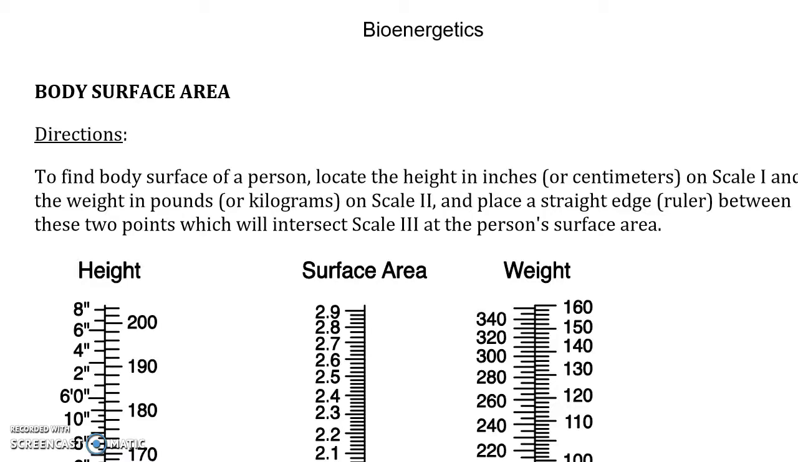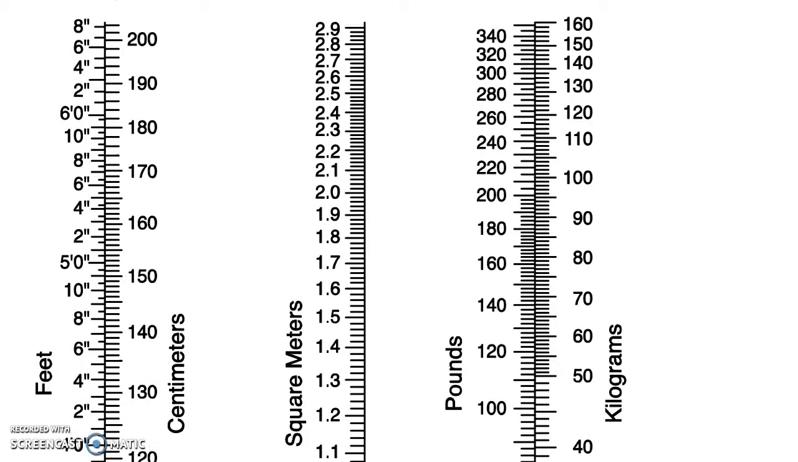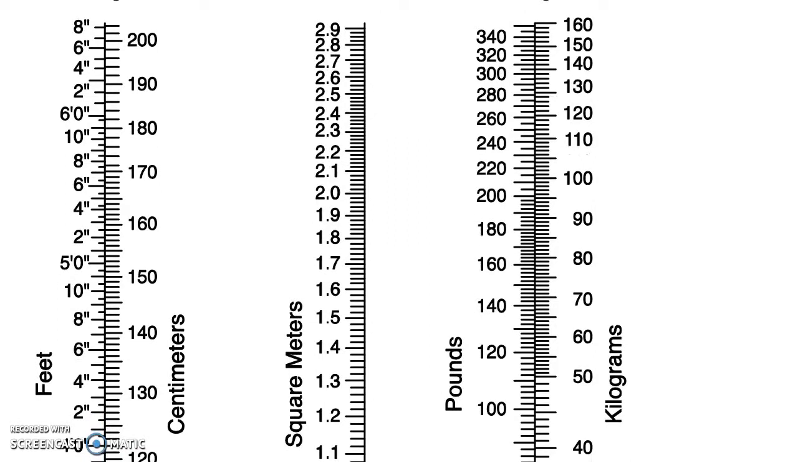Okay, so the directions say that you need to first find your height. Let's say you are 5'6". 5'6" is right here, so you're going to put a dot right there. And let's say you weigh 140 pounds. Then you are right here.